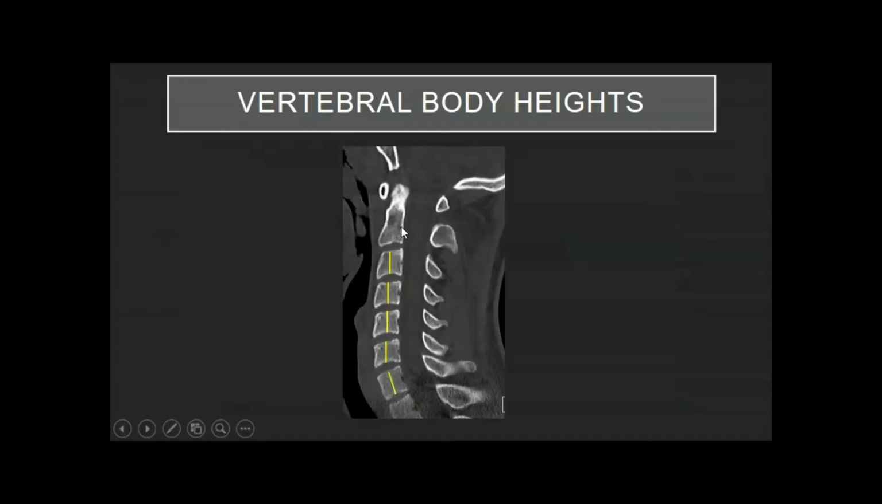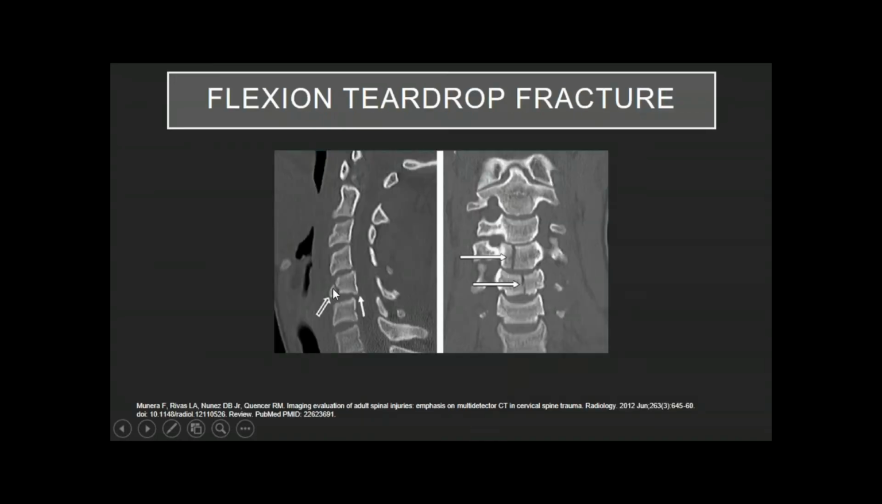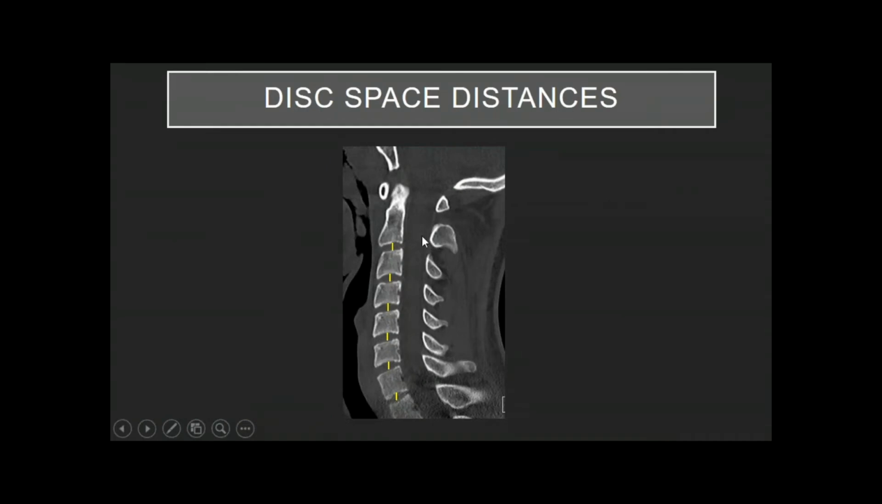All right, so you also want to look at the vertebral body heights. We've seen multiple examples now of fractures that smush the vertebral bodies. So that is something you want to pay special attention to. And then you want to look at the vertebral body AP distance. This is just an example. You can see this vertebral body is a little longer than the others, and that's because it has a flexion teardrop fracture that's offset from it. And then finally, you want to look at the distances of the disc spaces.